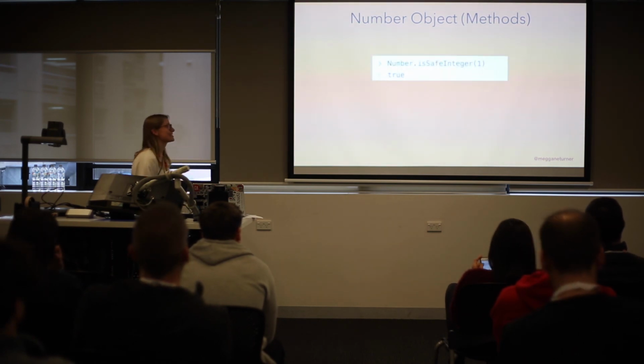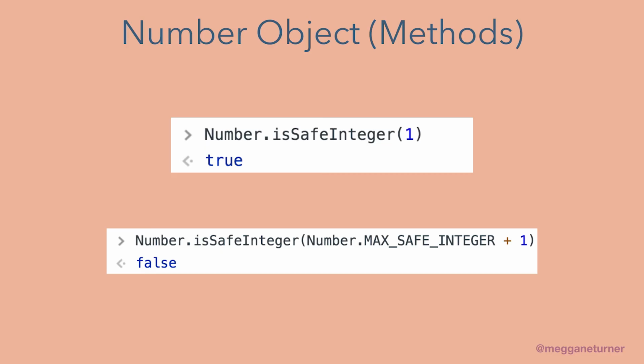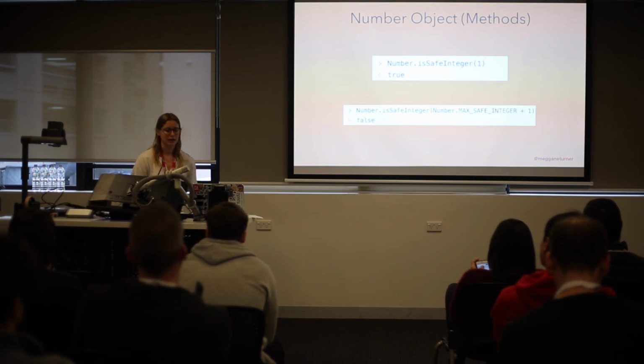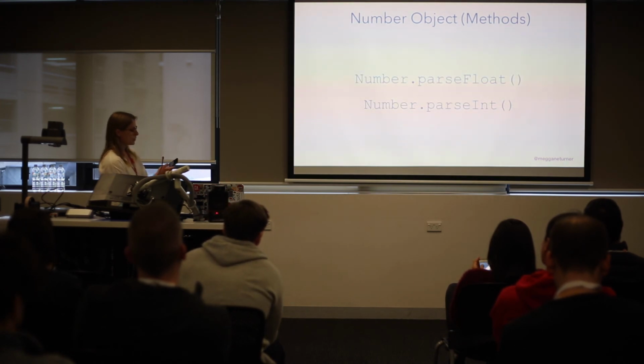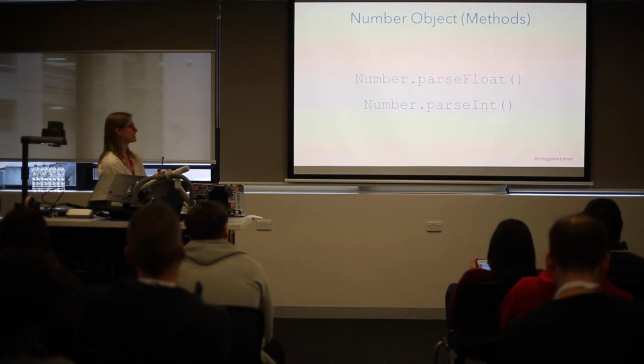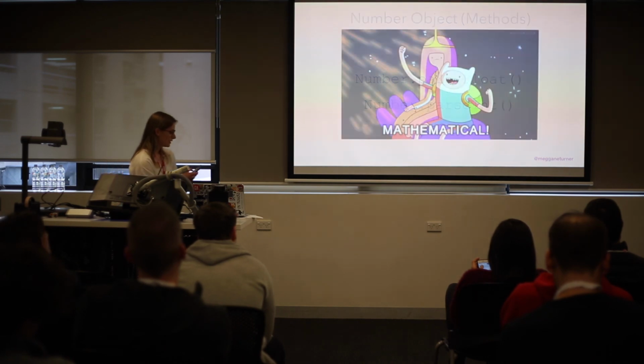We've also got isSafeInteger. Anything beyond that max safe integer will return false. So you could use the isSafeInteger method as a check for when you're receiving IDs, just to make sure that nothing is too big, and that will give you a flag straight away, so it won't be a silent bug. We've also got parseFloat and parseInt, so we've already covered those.